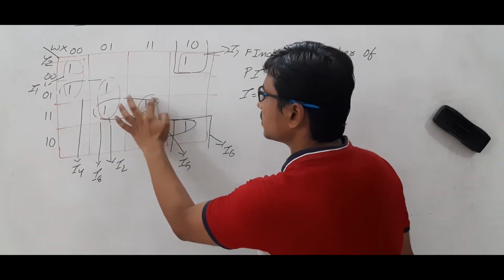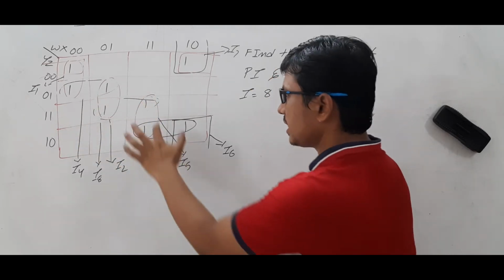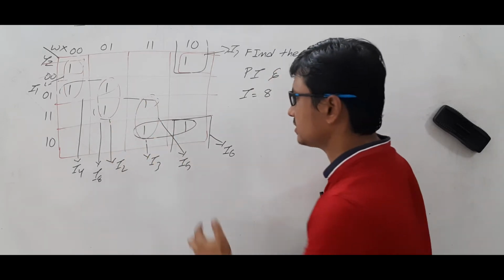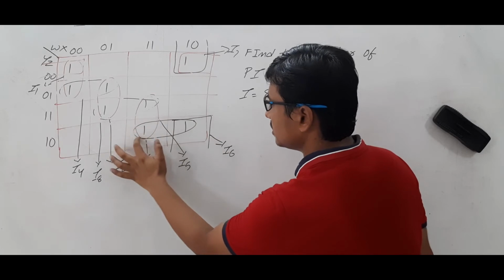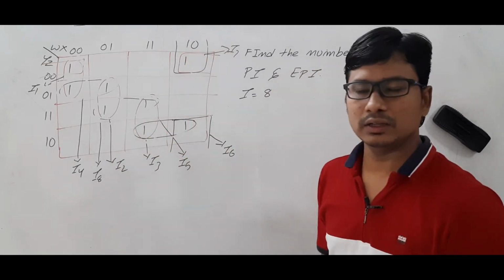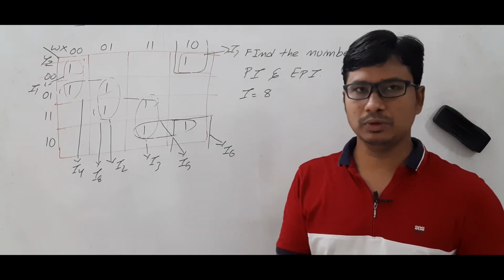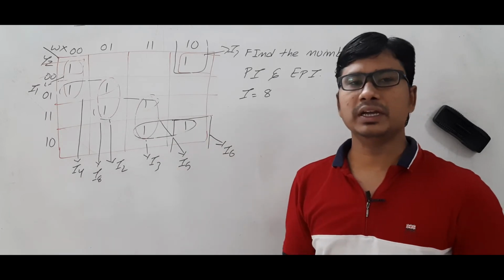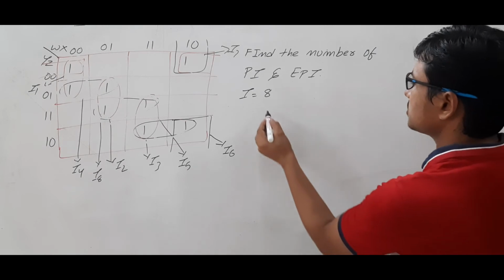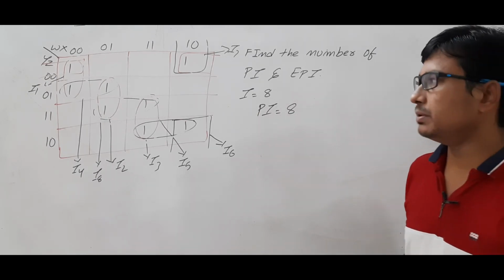Similarly, now come to this one. This is covering these two ones, and this one is covering these two ones. So they are also prime implicants. Similarly, this one is covering these two ones, and this one is covering the other ones. So all the implicants are prime implicants. Are you able to understand? Because none of the implicants is a subset of another one. So in this case all the implicants I1 to I8 are prime implicants.